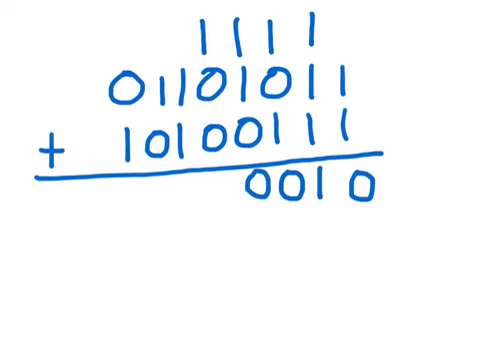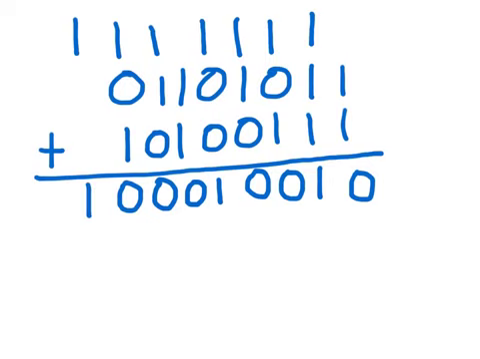We have a 1 and 0s, so we just drop down a 1. We have two 1s, we carry a 1, we drop down a 0. Two 1s, we carry a 1, we drop down the 0. Two 1s, we carry a 1, we drop down the 0, and finally we drop down the 1. And it's that simple.